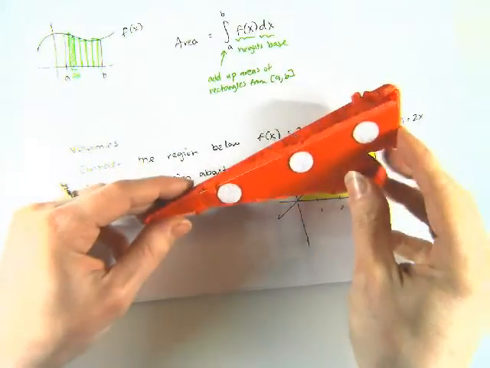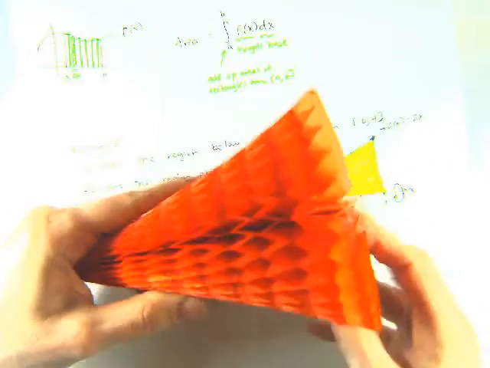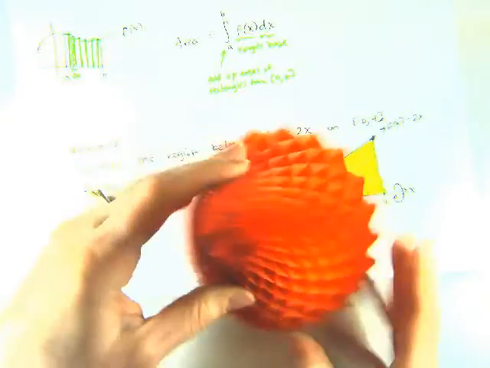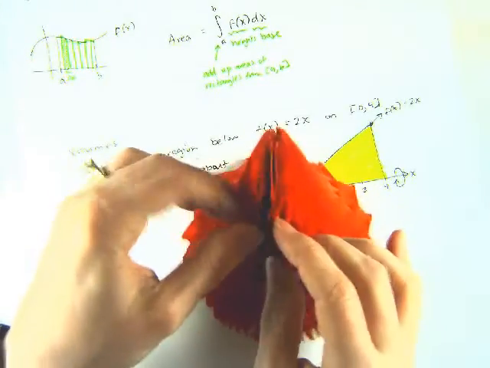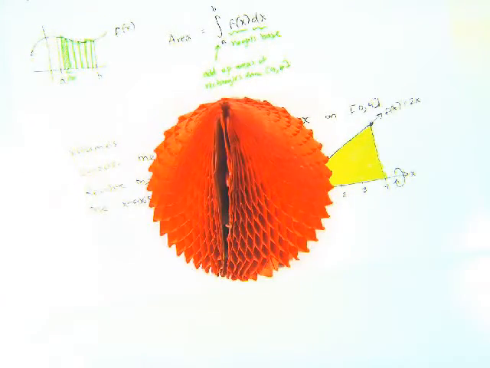Okay, if I take that and I revolve it, what gets created? A cone. Here, let me push these little pieces together. There we go. A cone.